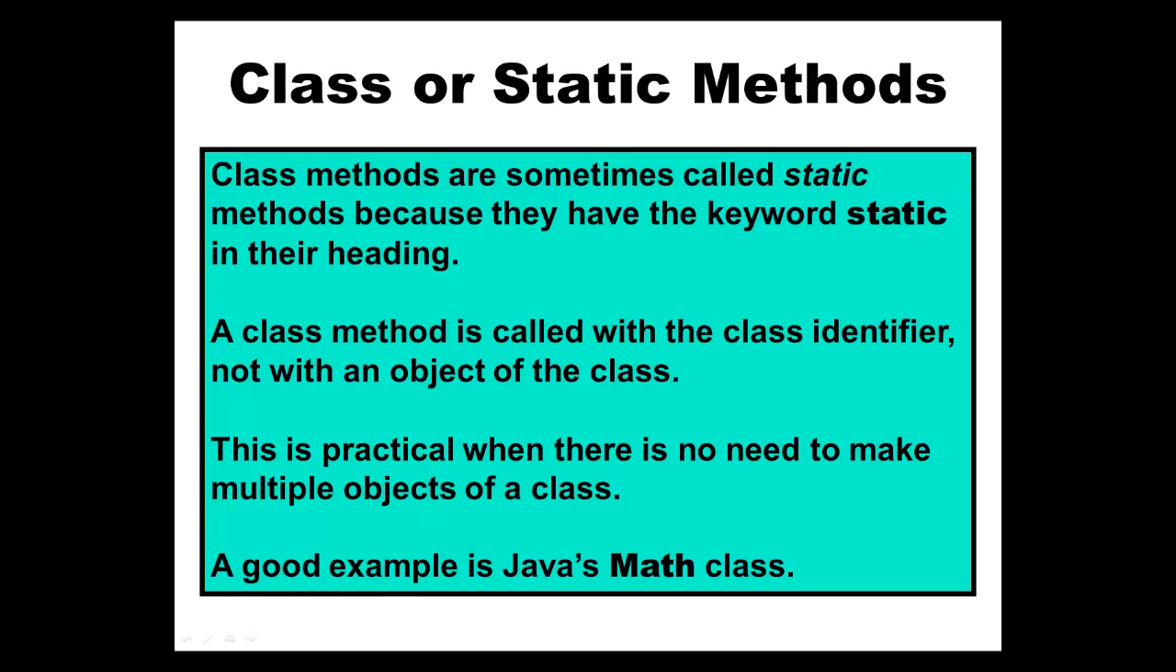contrast to, say, the decimal format class, where we created an object using the decimal format constructor, and then we call one of the methods, in this case format, to go ahead and create the format based on what we put in our object. This is practical when there's no need to make multiple objects of a class. Again, think back to the math class. The value pi doesn't change, neither does the method square root, no matter what you do. Versus some of the classes we've looked at, such as bank, where every time you create a new object, it represents a new bank account.